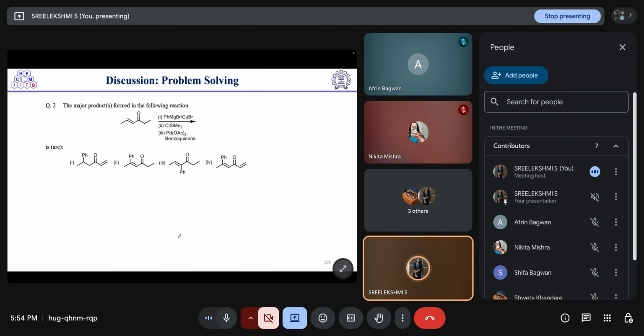Moving to the second question, the major product formed in the following reaction. So this alpha beta unsaturated ketone is undergoing three reactions. First one is this phenyl magnesium bromide and copper bromide reaction. Second one is this trimethylsilyl chloride reaction, and third one is this palladium acetate and benzoquinone reaction. So can you tell what is happening in each of these steps?